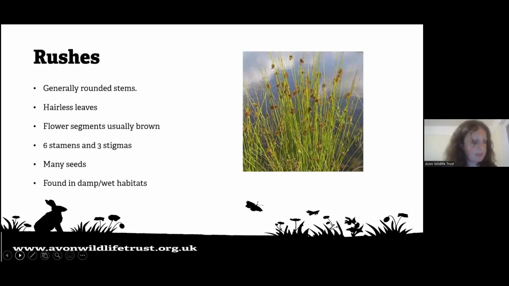Rushes generally have round stems, hairless leaves, and they have 6 stamens and 3 stigmas. The stamens are the male parts, the pollen-producing part of the flower, and it transmits water to the anther, which is the part of the stamen where pollen is produced. The stigma receives the pollen and germinates, and the flowers are wind pollinated. They have many seeds, and again, they're found in damp, wet habitats.